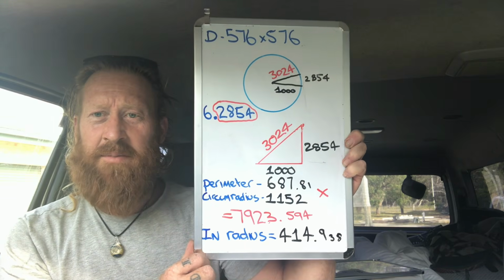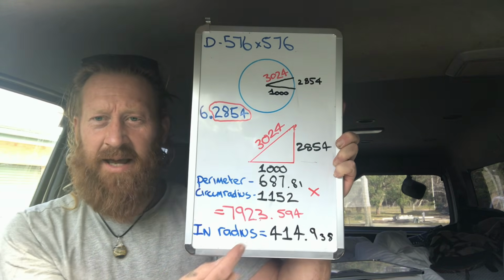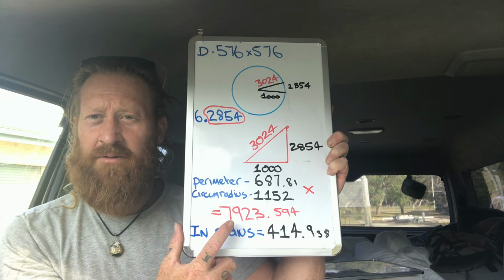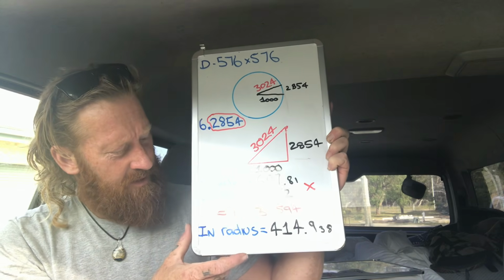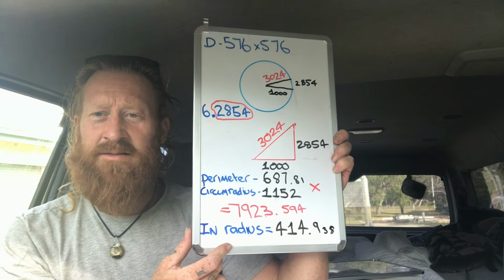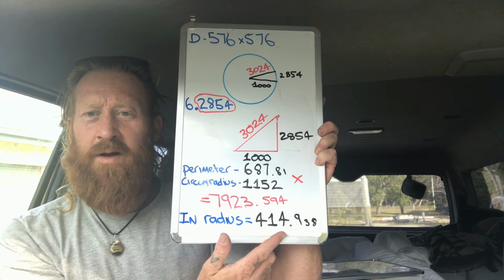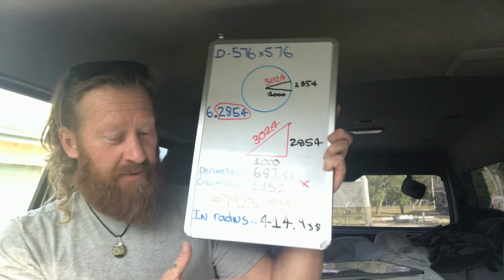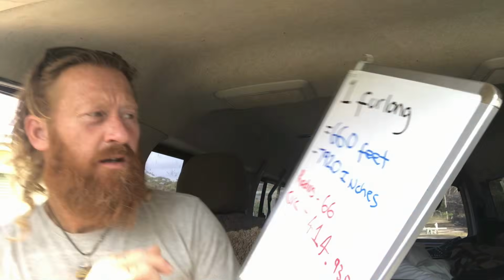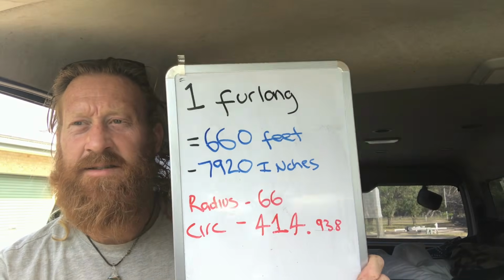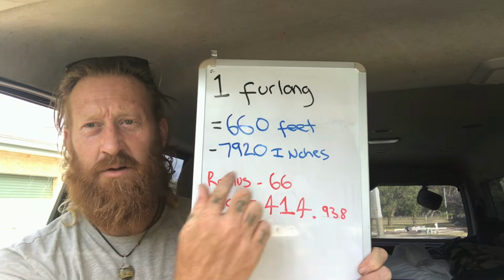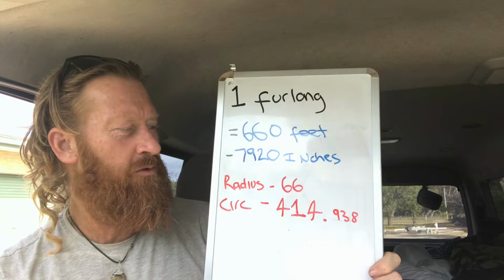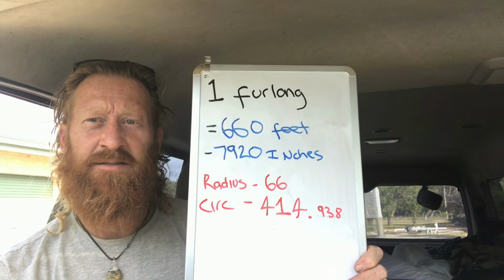We found out that the perimeter and circumradius times together equals the equatorial diameter of Earth in miles, 7,923 miles. And the inradius, I didn't discover till last night, is 414.938. When we plug that into a circle, we get the furlong. 1 furlong is 660 feet, or 7,920 inches, which is obviously the diameter of the Earth, the equatorial diameter in miles. So that's the furlong.